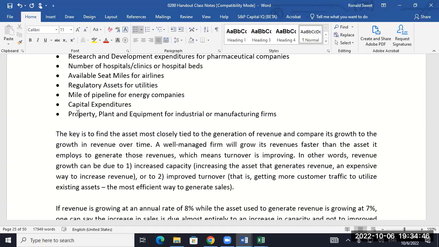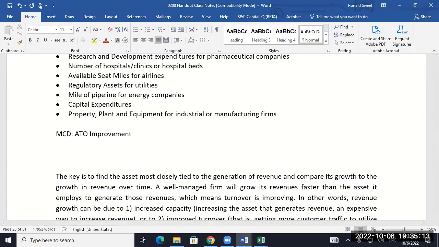The key is two things. First, what is that asset most closely tied to revenue? And then what can the firm do to increase that? Every time you increase a turnover, you're increasing profitability. So let me give you a good example. McDonald's a few years ago suddenly saw huge growth in their earnings, and it all came from ATO improvement. Any guesses what they did? What could McDonald's do to greatly improve their revenue to assets?